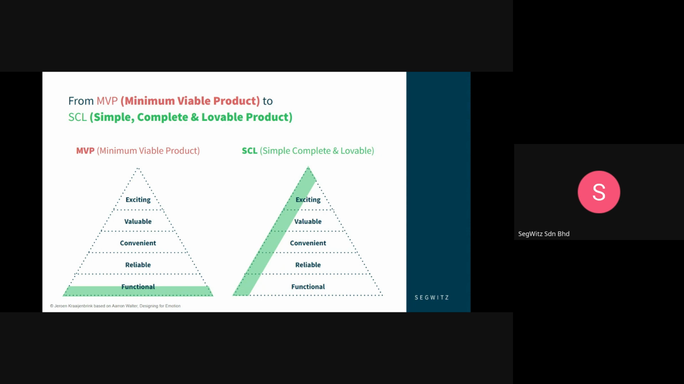Because currently most of our planning, most of our project breakdown, is very functional. You look at our SRS, it's just 30, 40 pages full of functions. It's 99% functions and 1% security, because we also put a lot of emphasis on how we secure our APIs and all. But the other part, exciting, valuable, convenient, is non-existent in any part of our pipeline.